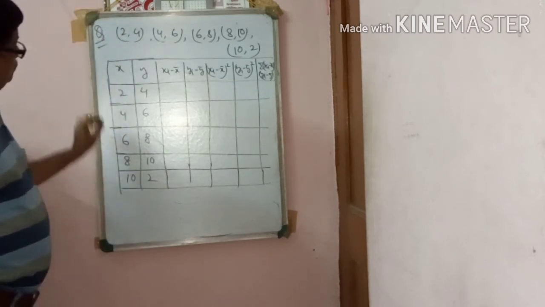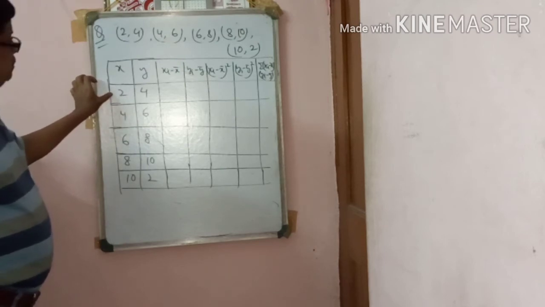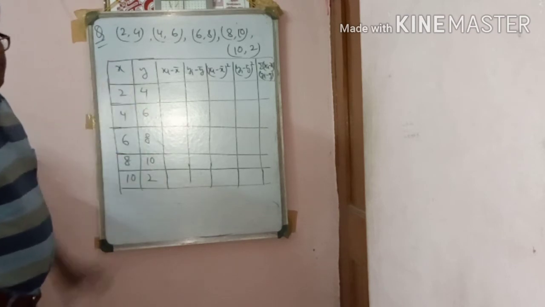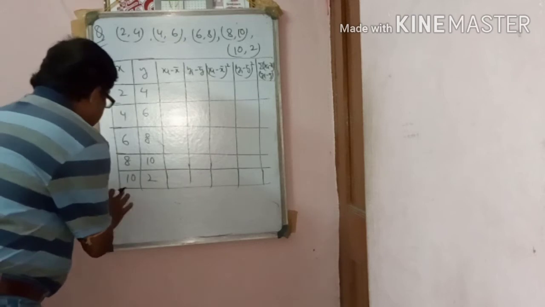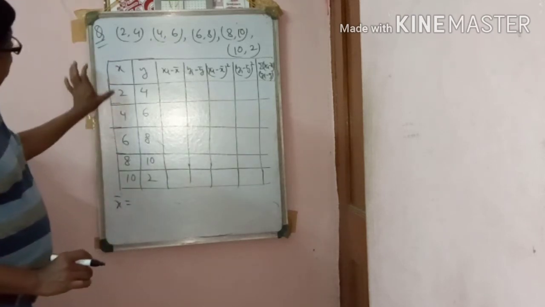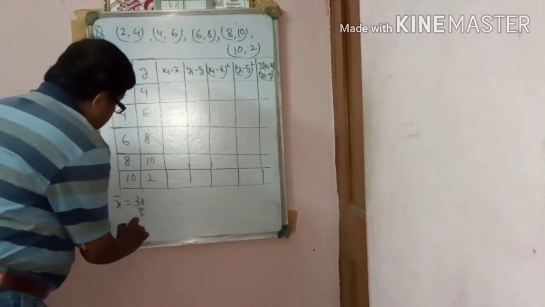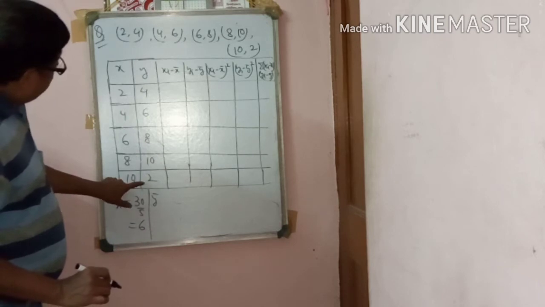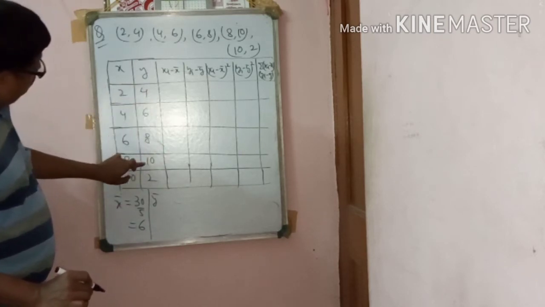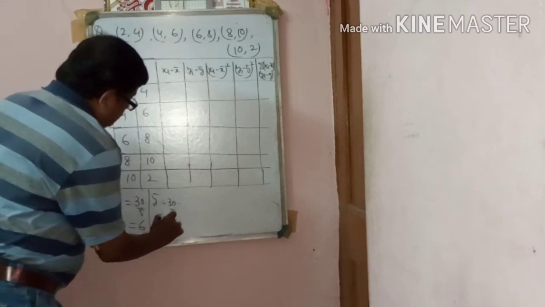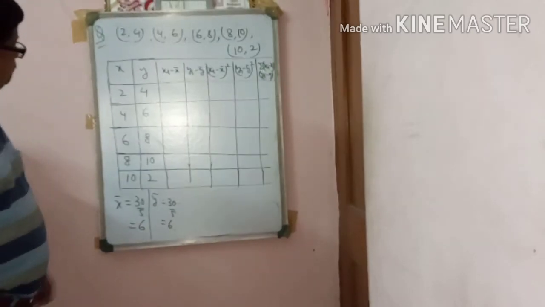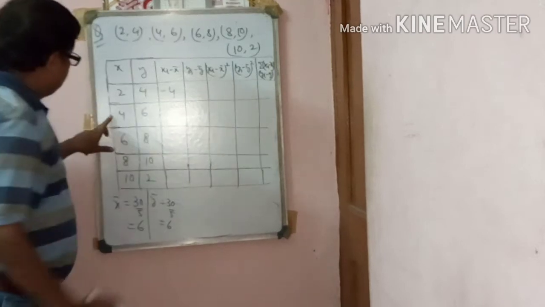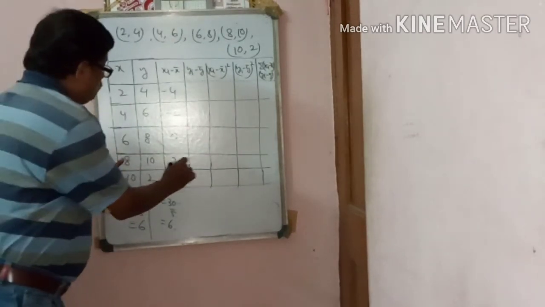First find the mean. Summation of x is 30, so x bar is 30 by 5, which is 6, and y bar is also 30 by 5, which is 6. Now 2 minus 6 is minus 4, 4 minus 6 is minus 2, 6 minus 6 is 0, 8 minus 6 is 2, 10 minus 6 is 4.